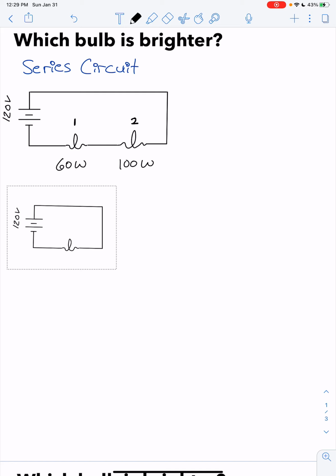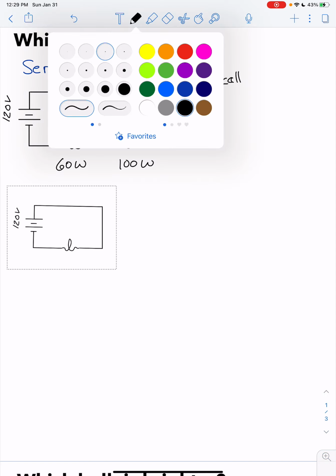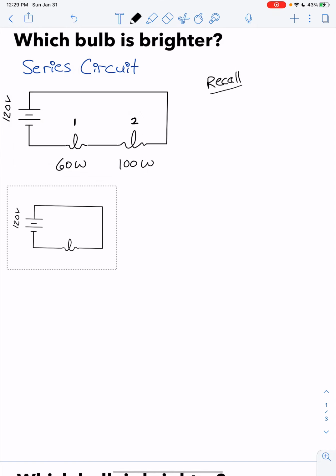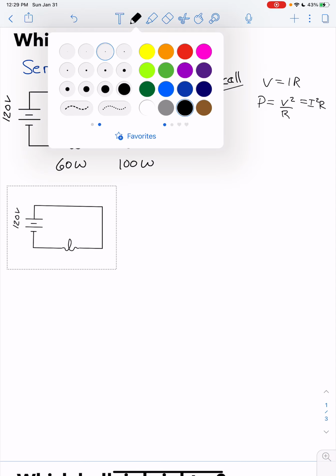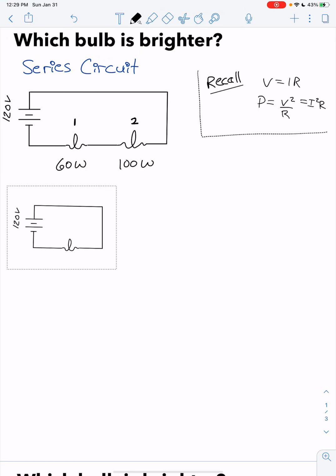So first, let's just recall some of the tools we need. Principally, we're going to need Ohm's law, which is V is equal to IR. And we're also going to want to look at the power. And the power is going to be V squared over R, or equivalently I squared R. Okay, so these are our key tools.